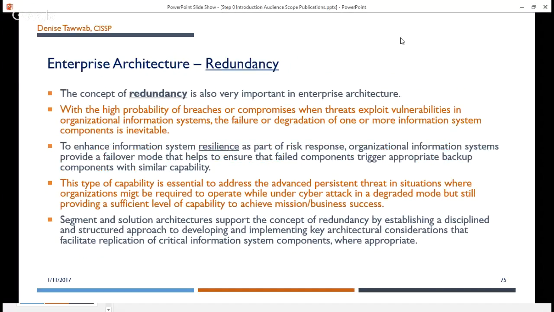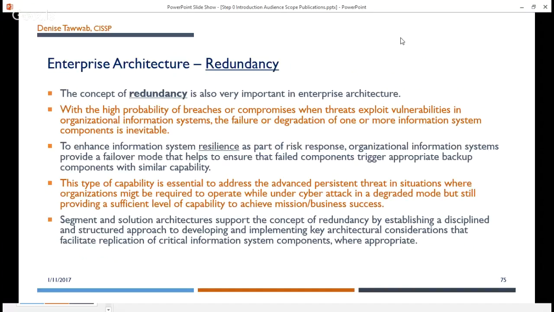The concept of redundancy in enterprise architecture. With the high probability of breaches or compromises, the failure or degradation of one or more information system components is inevitable. Something is going to happen. It's going to bring a system down. It's going to be a critical failure. Your system is going down.